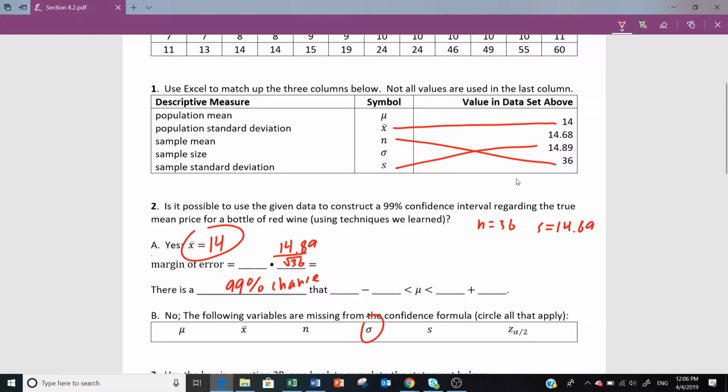Subtracting out of 14, find the confidence interval. So 14 minus 6.6 is 7.34. And then it goes 14 plus 6.66 is 20.6. Okay, let's draw some pictures.